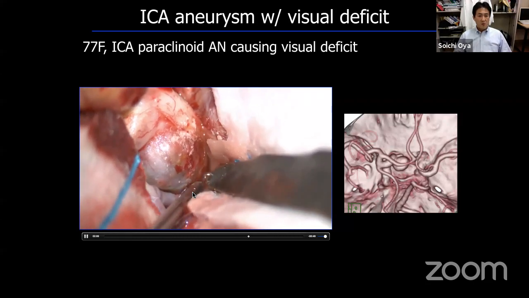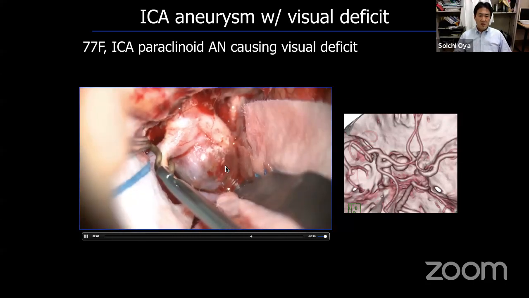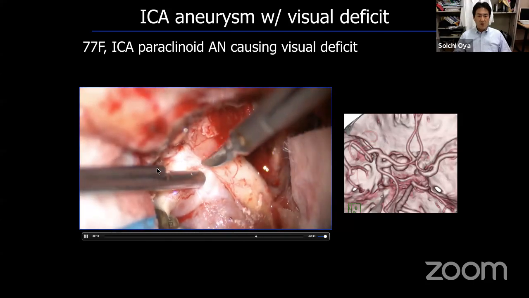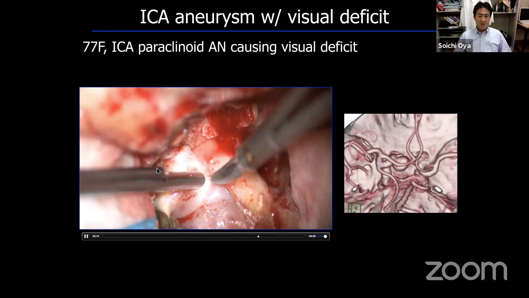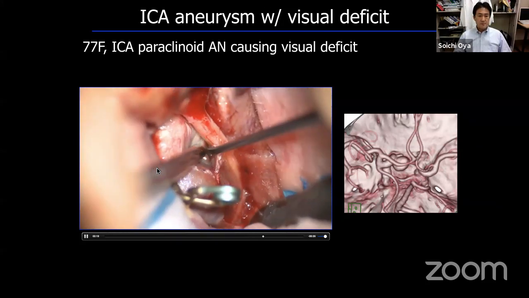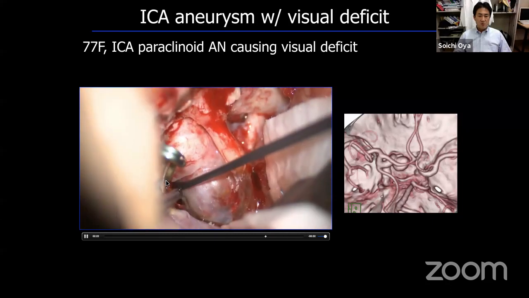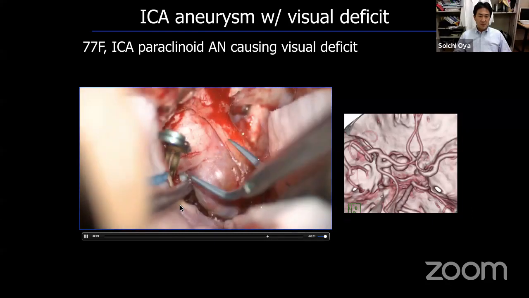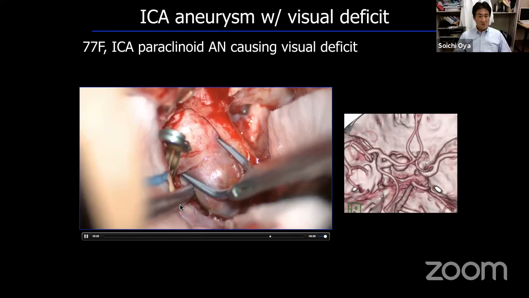And before starting the dissection of the aneurysm from the optic nerve, I put a temporary clip here, and also I clamp the cervical ICA to reduce the pressure. And I try not to push the optic nerve. I try to be as gentle as possible.